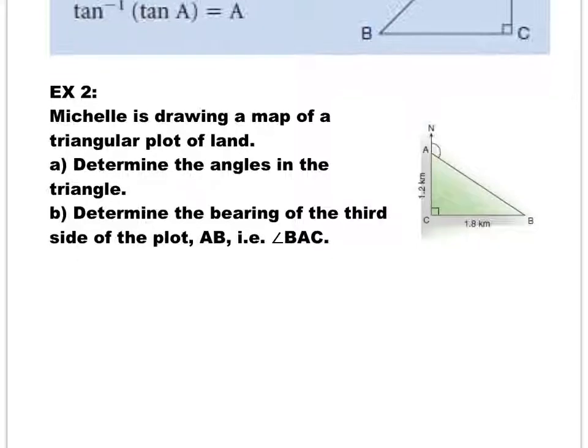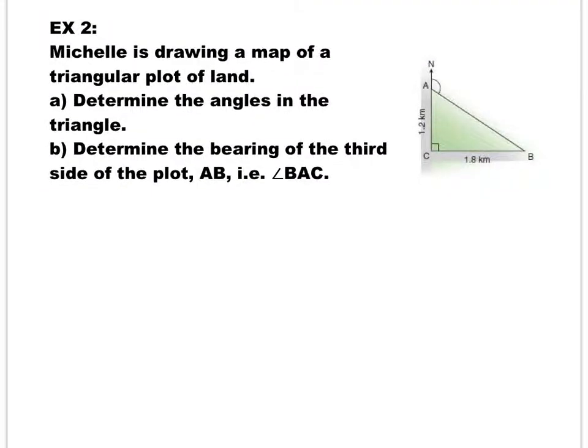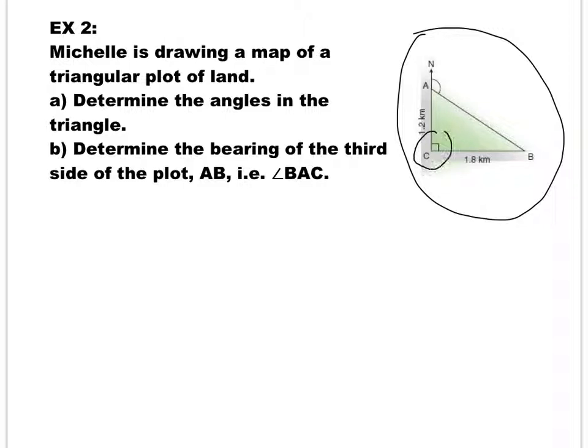Let's see what exactly example 2 talks about. You have Michel, who is drawing a map of a triangular plot of land, which is shown here. We are supposed to find the angles in the triangle. First of all, this angle is represented with a square, so we know it's a right triangle. Let's try to find angle B. Again, there are 3 trig ratios: sine, cos, and tan.